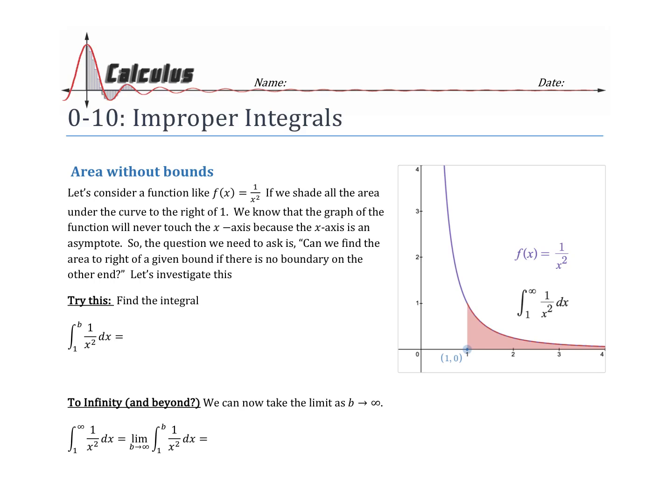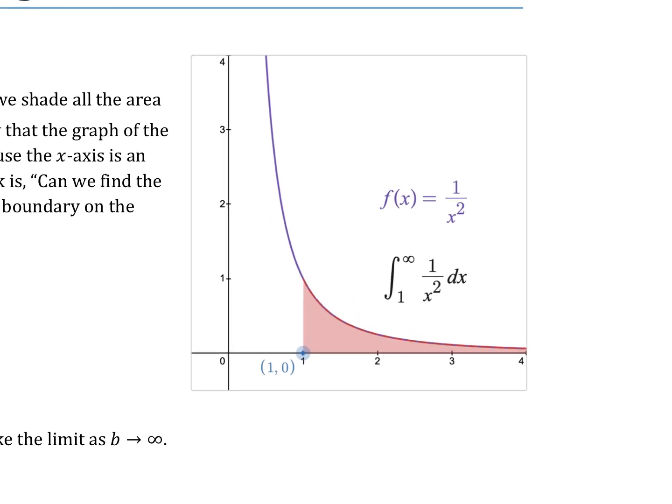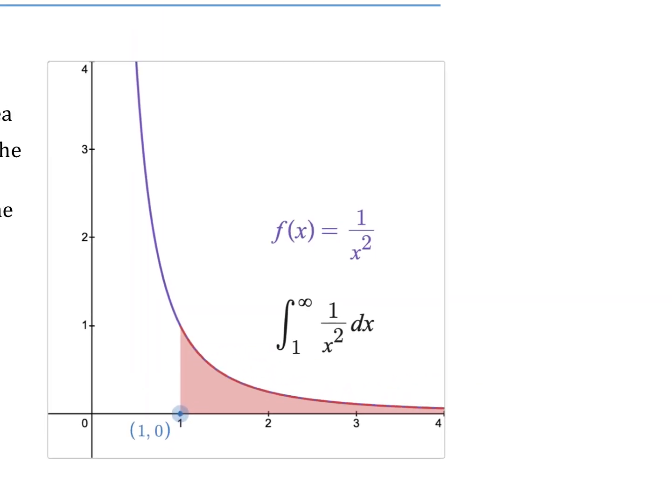You now have a lot of strategies for solving integrals. Well, what if we take a function like 1 over x squared here, and we want to find the area of the curve to the right of 1? That means as we go to infinity here, so we're going to stretch this out infinitely long, so we have no boundary on the right. Well, what's going to happen to that area?